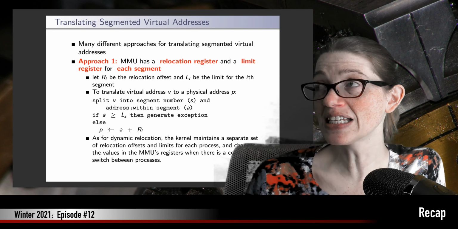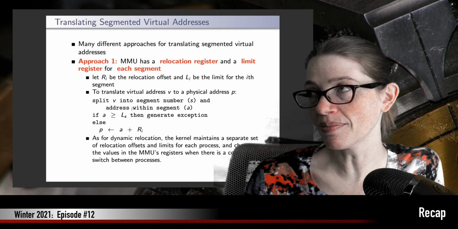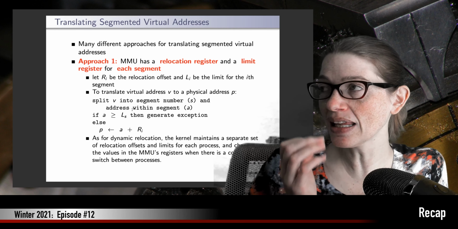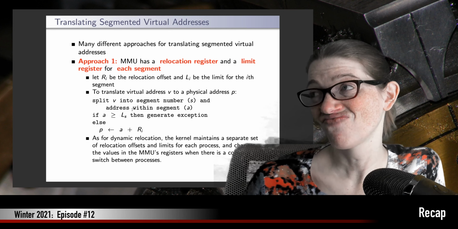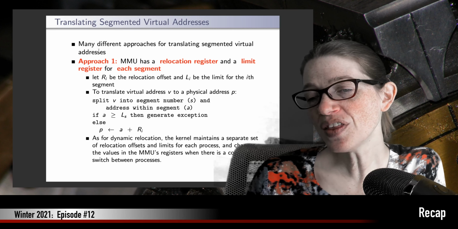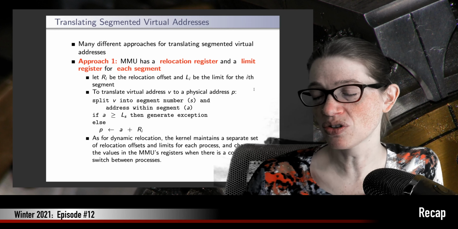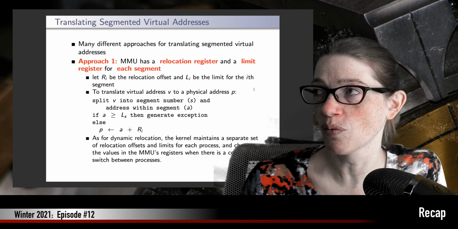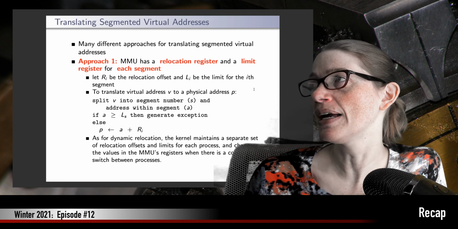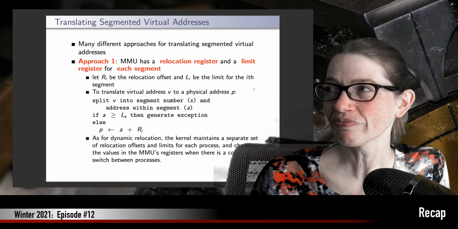This one is going to eliminate internal fragmentation, but it doesn't eliminate external fragmentation because each segment has a different size. So we're going to still run into that problem. Now, even though this suffers from external fragmentation, segmentation was actually used in the early versions of Windows for their virtual memory implementation, and it wasn't a big deal.